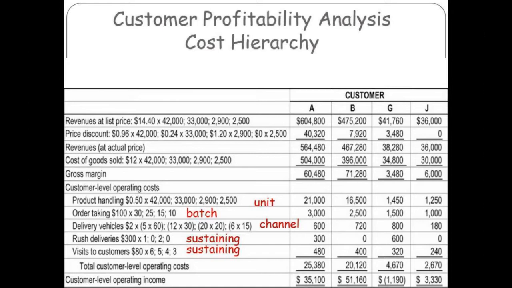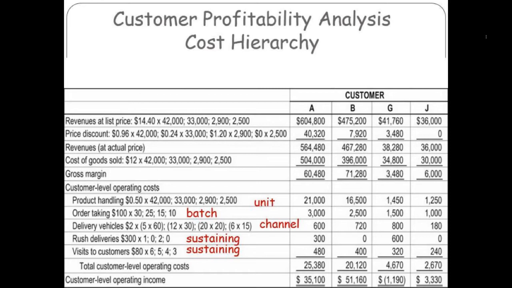Orders cost $100 per batch. You know the number of batches per customer. Vehicles, I forget what the allocation basis is there, but it's channel based. And then these two are customer sustaining. Rush deliveries. If a customer demands rush deliveries, that's going to cause you to incur additional costs. And if your salesperson has to spend a lot of time visiting and hand-holding, that's going to be costs. So you not only can understand your general costs of producing and delivering goods to the customer, but also some of the customer level costs that you have.